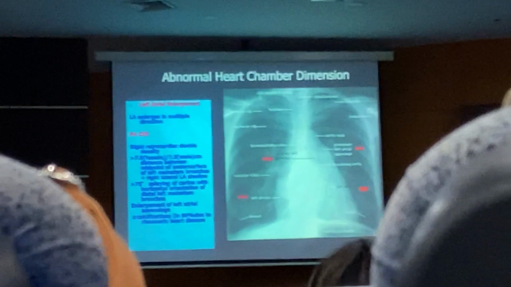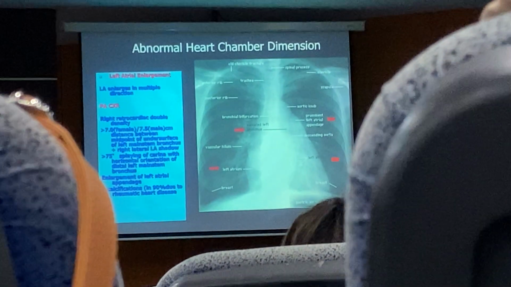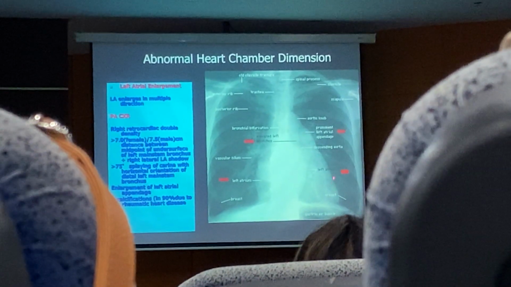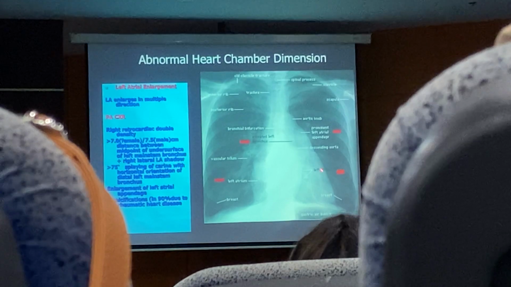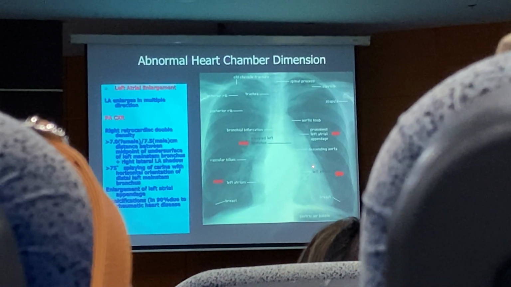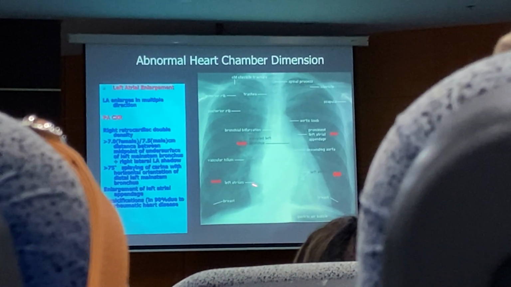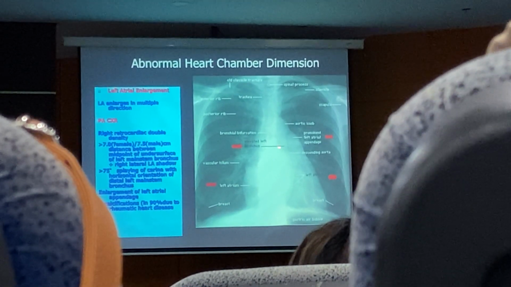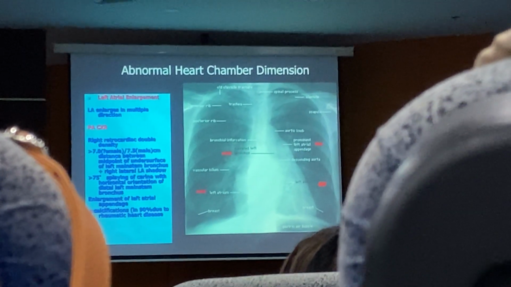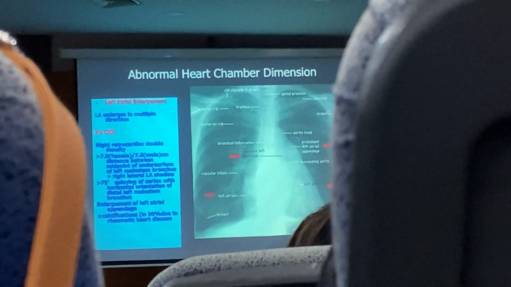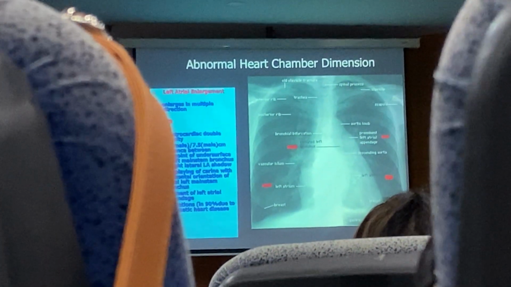So for left atrial enlargement, you lose your cardiac waistline. There will be straightening of the superior upper border of your left cardiac margin, and you have a double density here and splaying of your carina. Why does your carina get splayed when you have a left atrial enlargement?